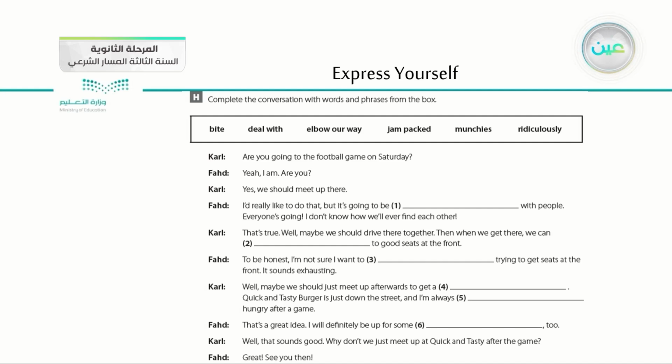Carl: Are you going to the football game on Saturday? Fahad: Yeah, I am. Are you? Carl: Yes, we should meet up there. Fahad: I would really like to do that, but it's going to be with people.